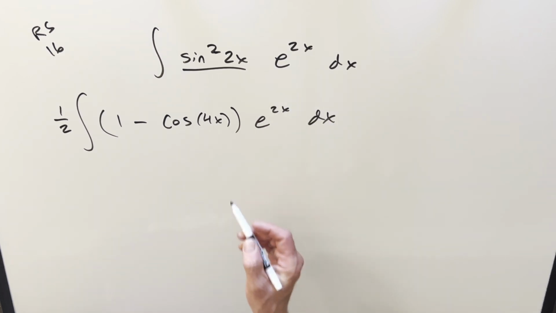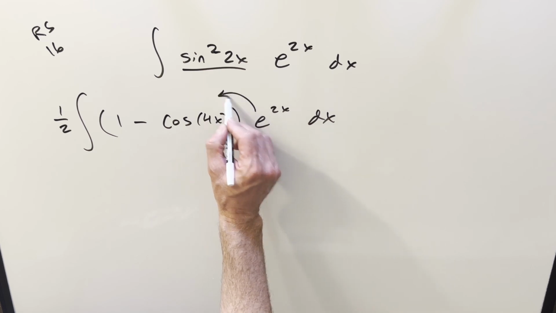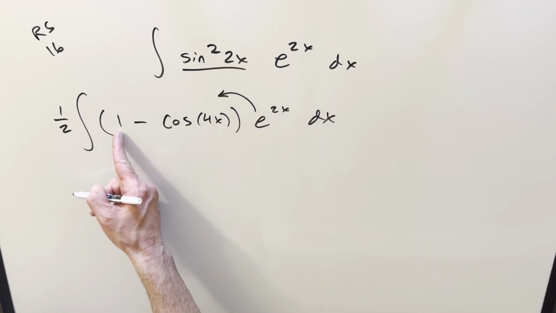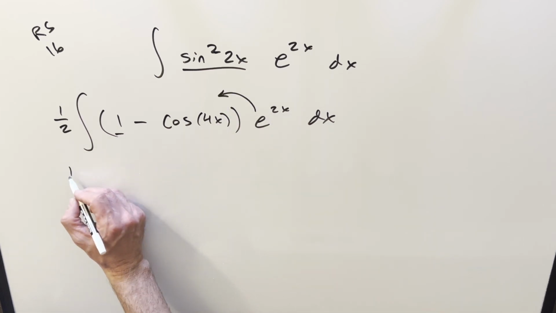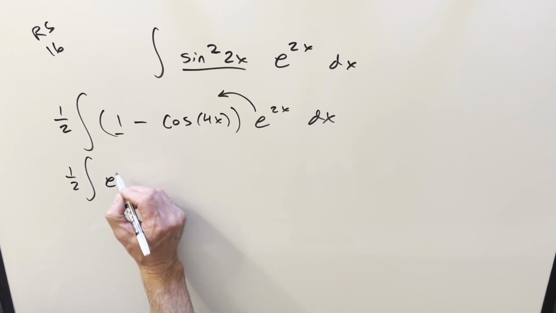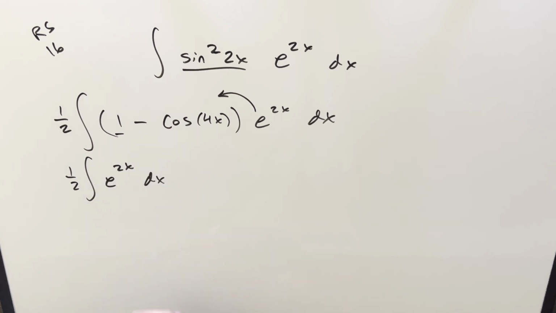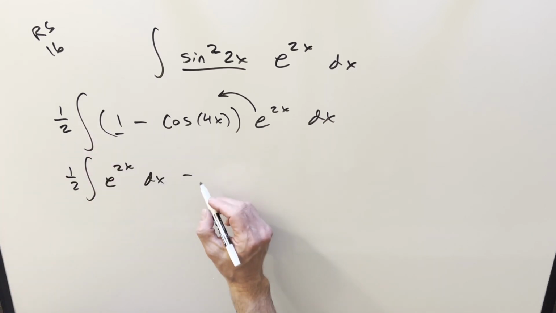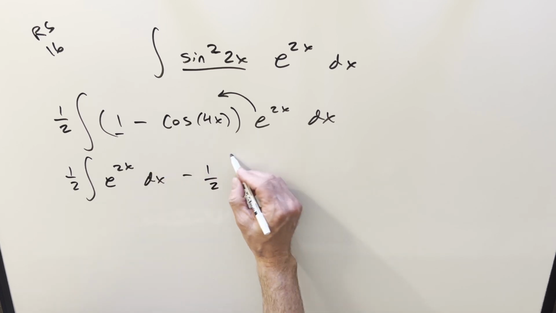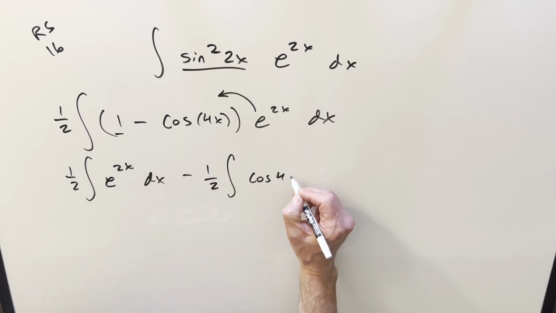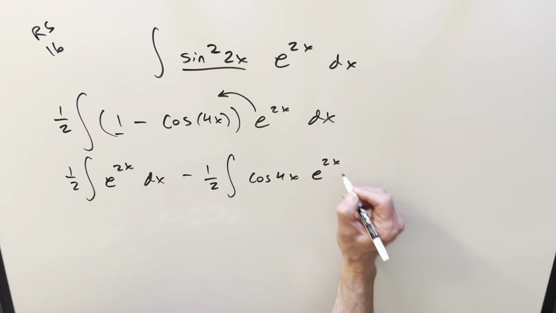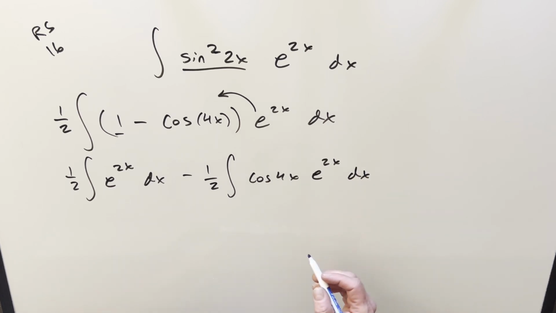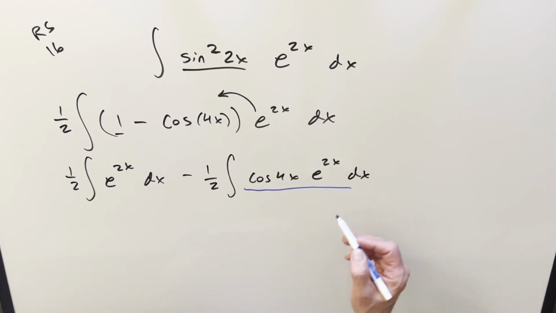And then from here, I guess we could go straight to integration by parts, but let's split it up into two integrals, just because with this one we're going to have a simple integral here. So the first one's going to be an integral of half e2x. And for the second one, distribute the minus sign to the 1/2, and we have minus 1/2 cos 4x e2x. And then on this one right here, we'll just do integration by parts.